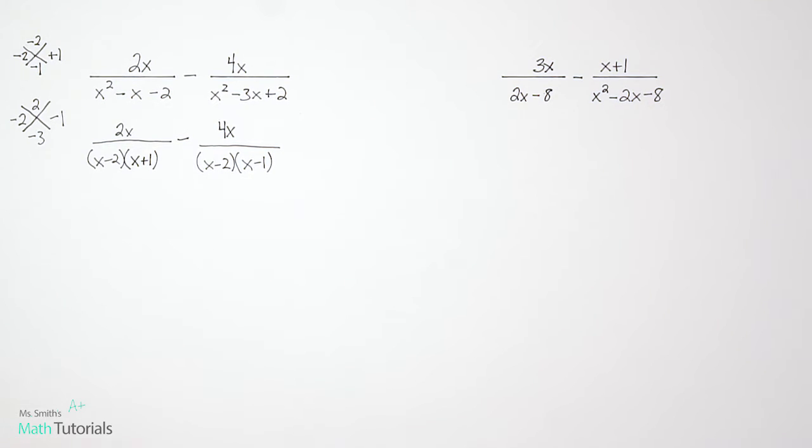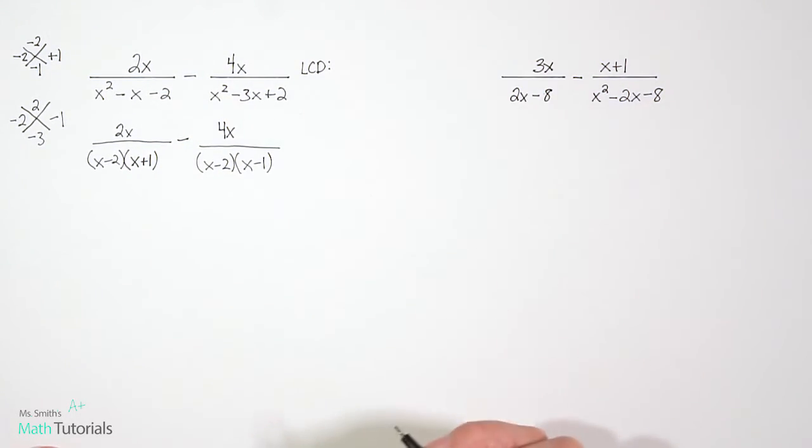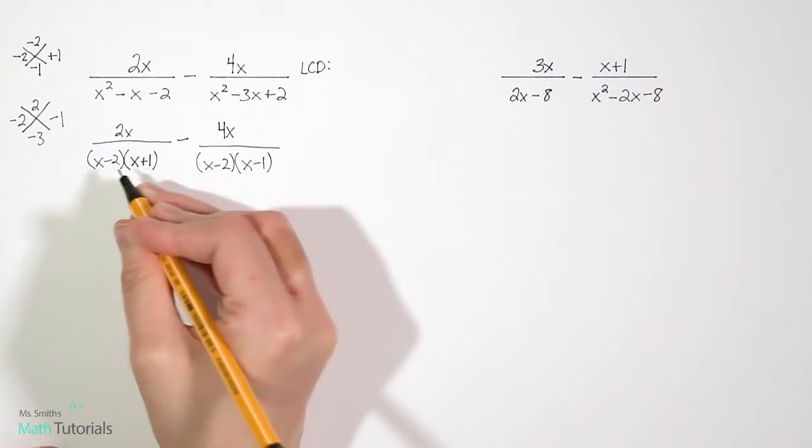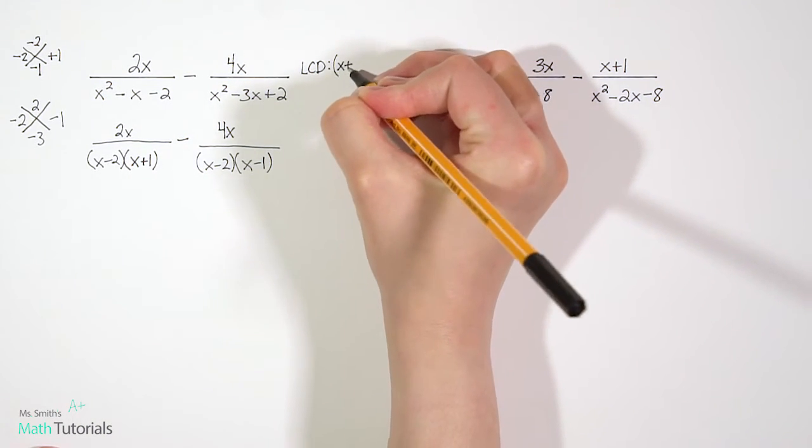We finished step 1, we factored the denominators as much as we could. Step 2 says to determine the LCD. Remember, our LCD is what do the denominators have in common and what do they have different. Let's note our LCD. What do they have in common? Well, they both have an x minus 2, right? So that's what they have in common.